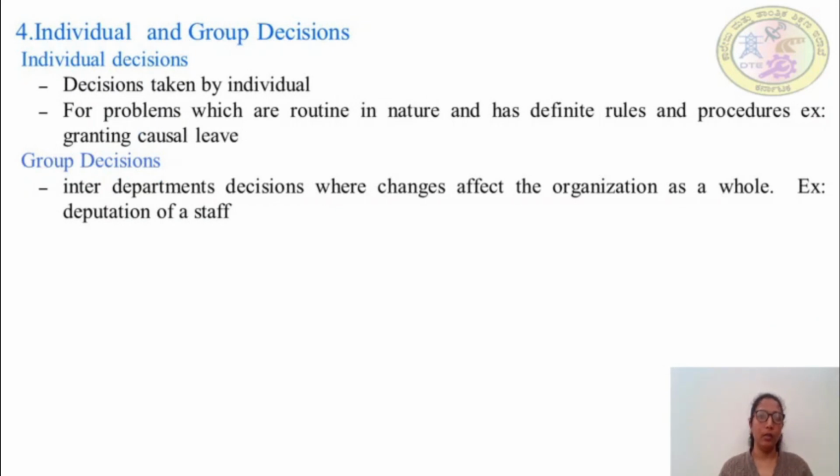Next, we have individual and group decisions. Decisions may be taken either by an individual or a group. Decisions which are routine in nature, such as granting a casual leave to an employee, with few variables and definite procedures that exist to deal with them, are taken by individuals. On the other hand, decisions such as to depute a staff, which have their impact on other departments and which may result in changes in the organization, are generally taken by groups.